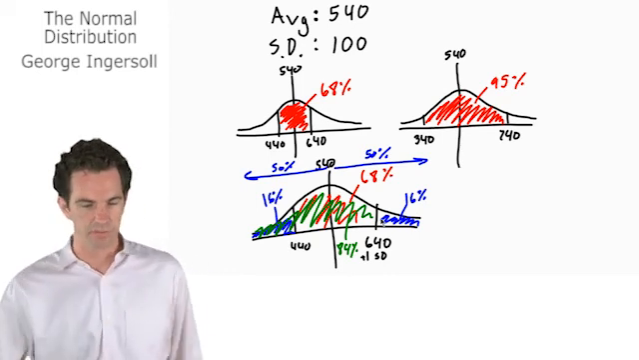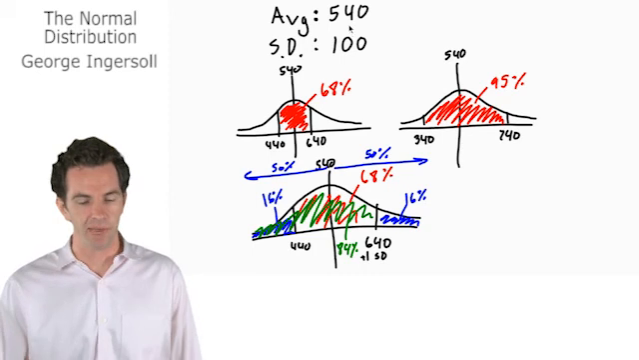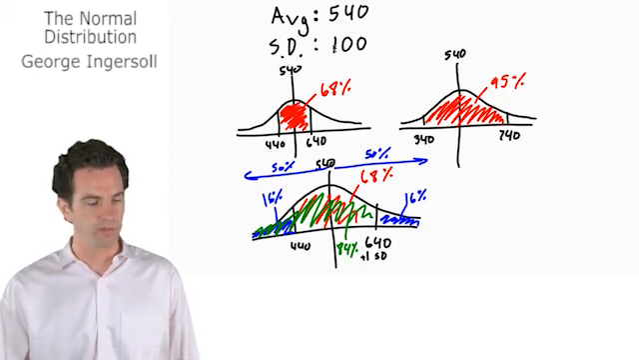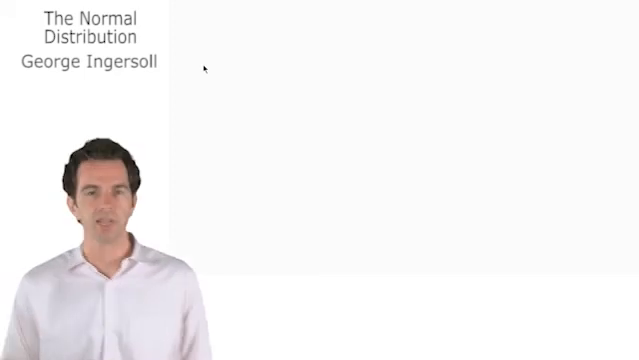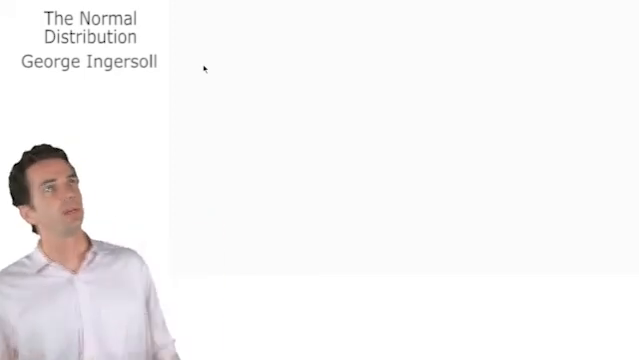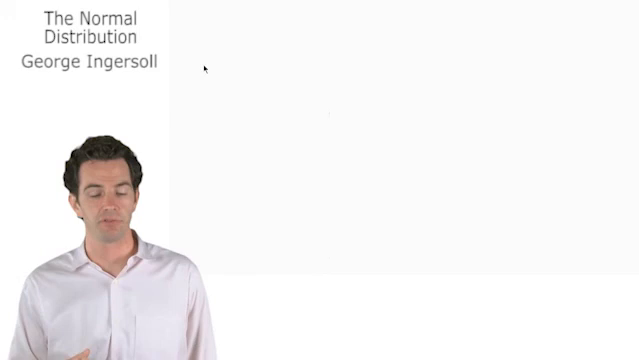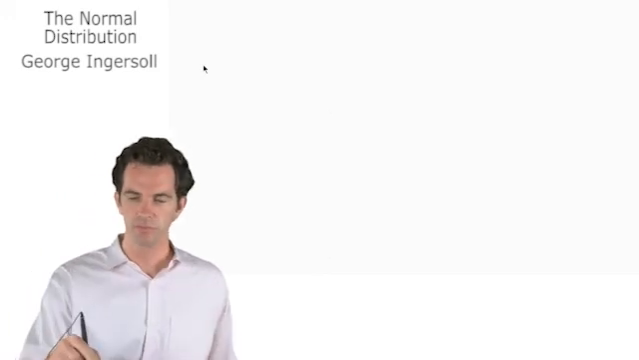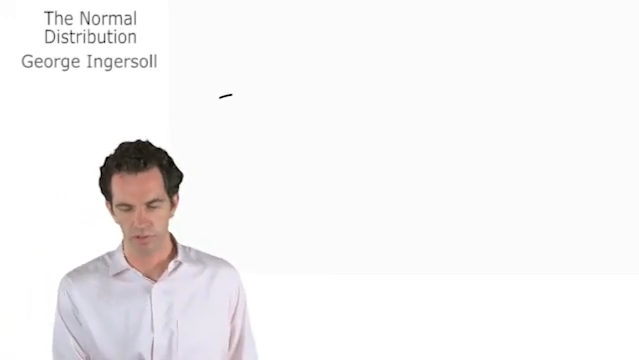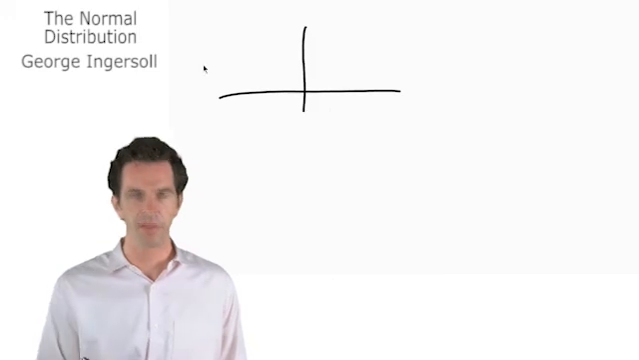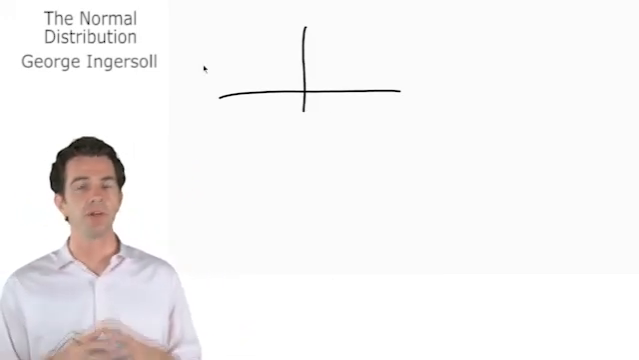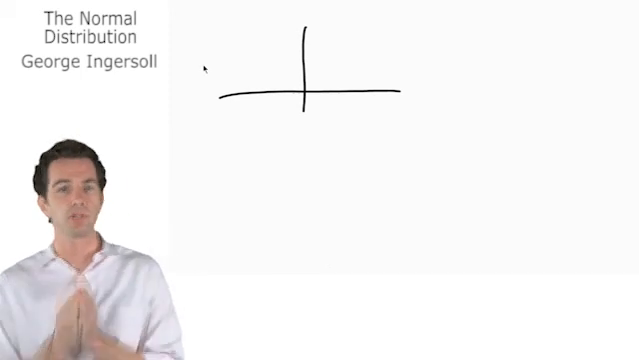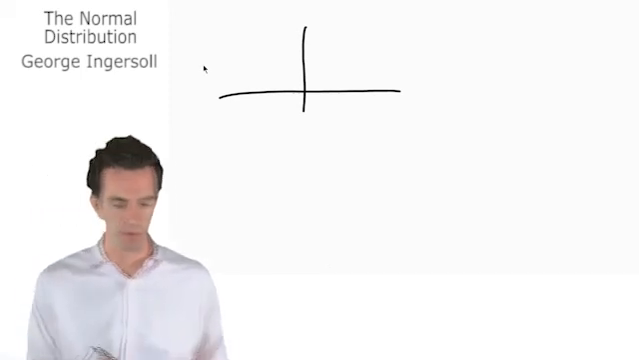Another question. So still dealing with GMAT scores. Average is 540, standard deviation is 100. I'm going to open up a new page. What percentage of test takers are going to score between 440 and 740? Whole new curve here. Think about this one on your own. In fact, if you'd like to pause the video and figure it out for yourself, what percentage of test takers scored between 440 and 740?